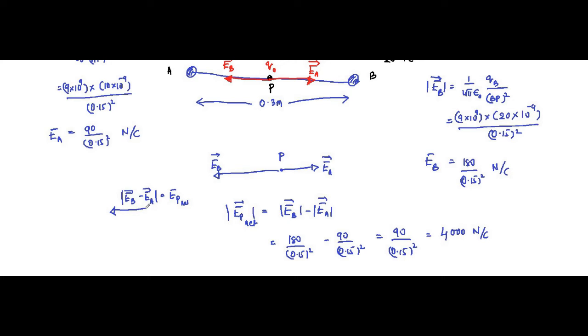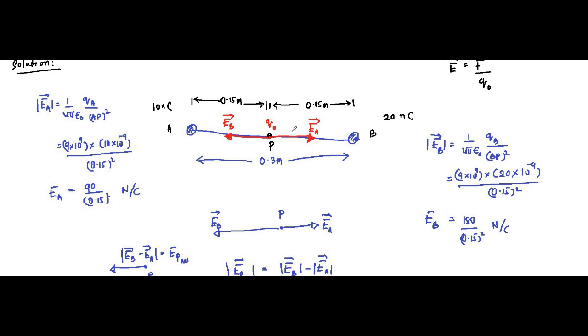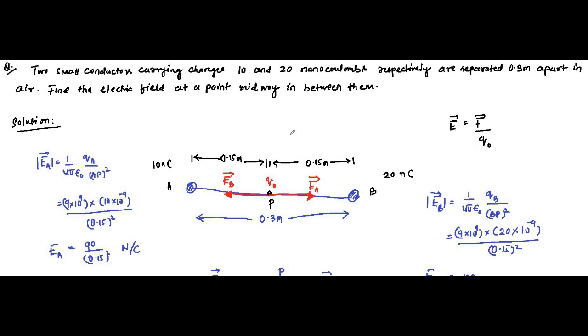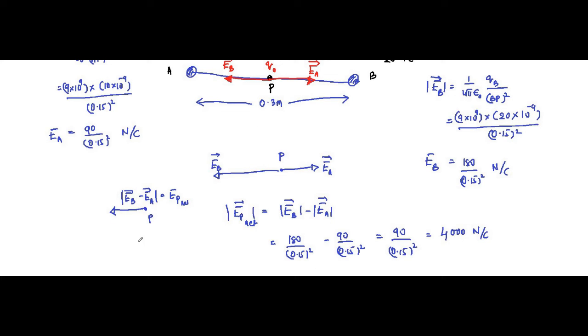Okay, this one will be in the direction of EB vector. Okay, so here it is not... it was a very simple question, but we just used the basic concepts related to electric field, the formula, and we calculated the result. Okay, this is the resultant electric field vector EP net. Okay, it is directed in the direction of EB.